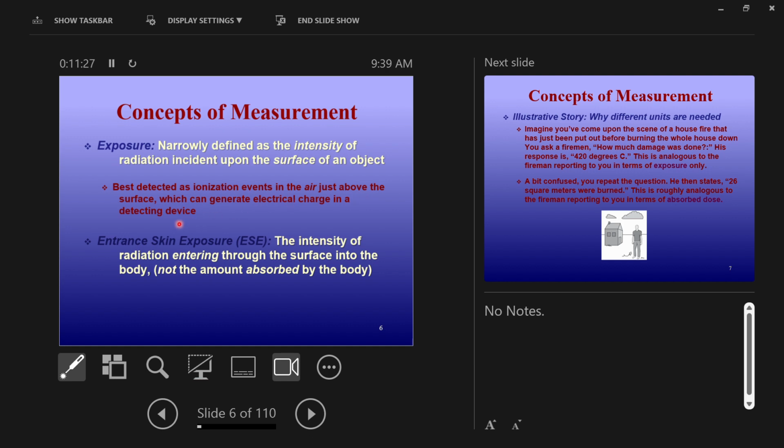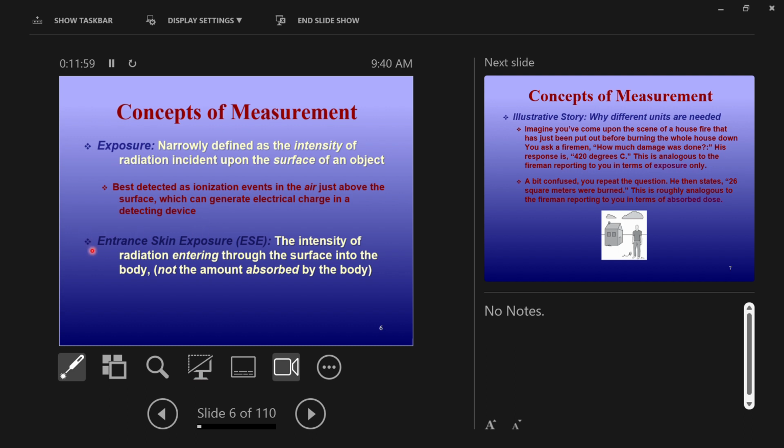So we can measure the amount of ionization, the amount of charged particles created in the air as an X-ray beam interacts with some volume of air. And by doing that, we can tell how much radiation there was. Okay, so ionization events in the air above the object can generate an electric charge in a device, in a radiation detecting device.